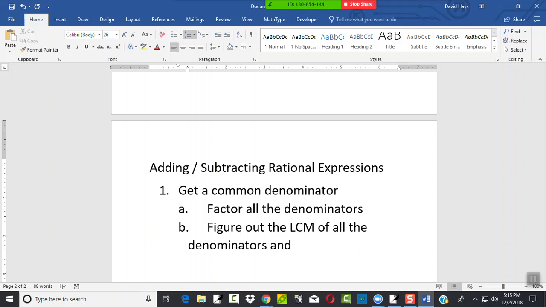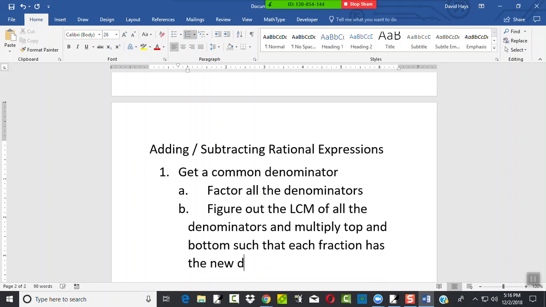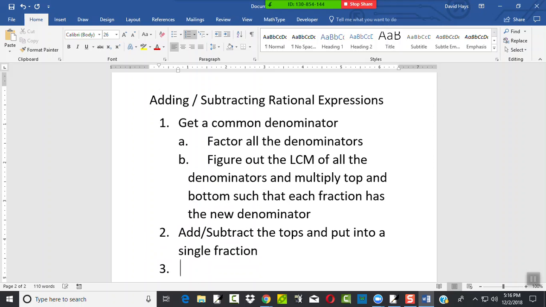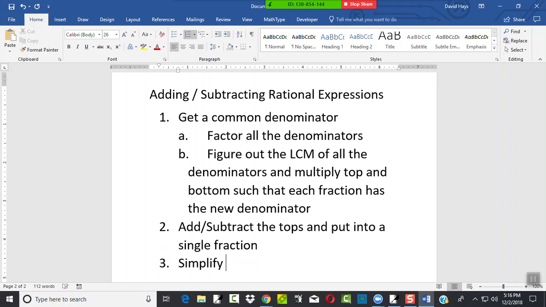And multiply the top and bottom such that each fraction has the new denominator. Okay, step 2. Add or subtract the tops and put into a single fraction. And then simplify the fraction.